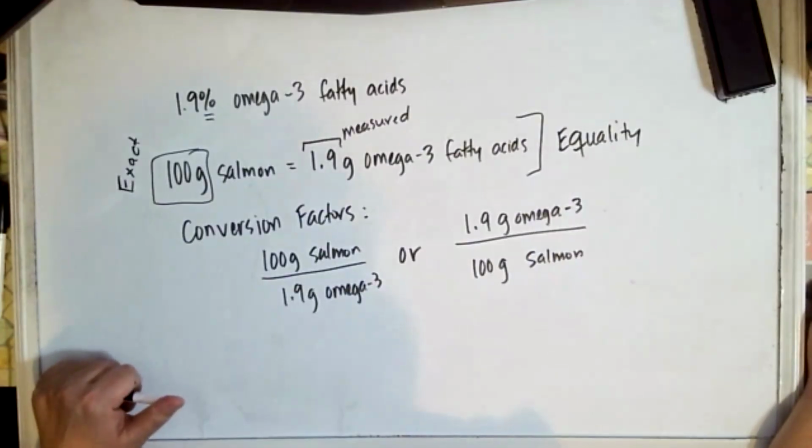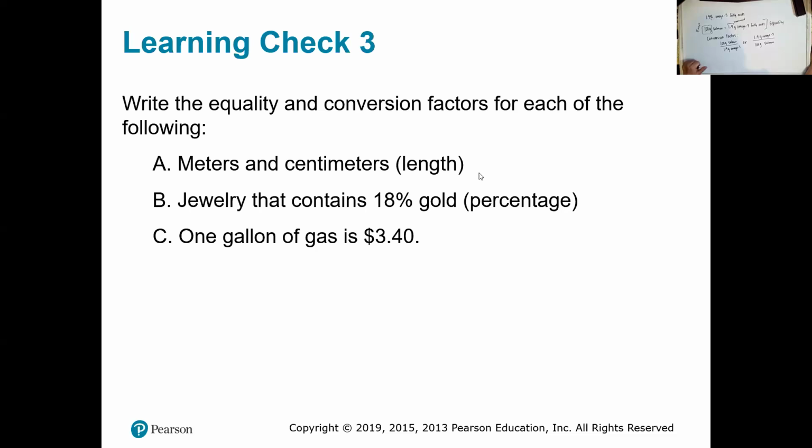All right. Let's look at the next one. More examples up here. For each of these, it wants us to write the equality and the conversion factors for each thing that's given here. And again, this is a really good one to pause at this point and try on your own. And then you can watch the solution.